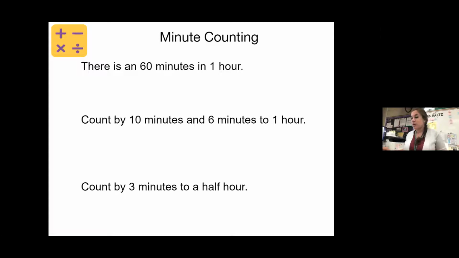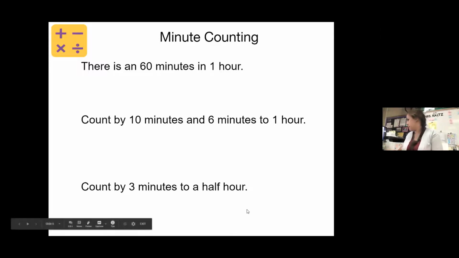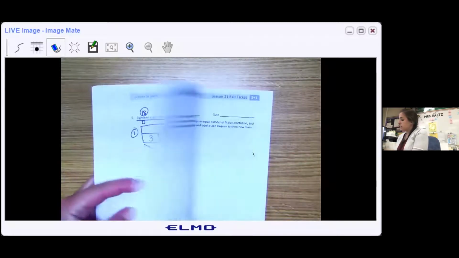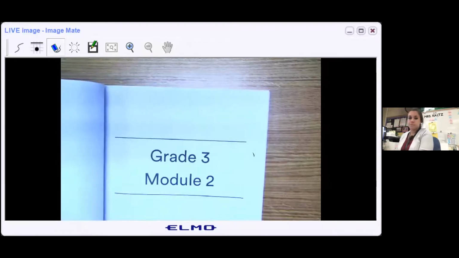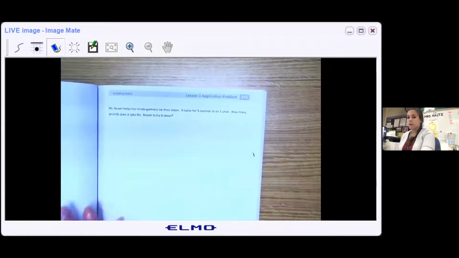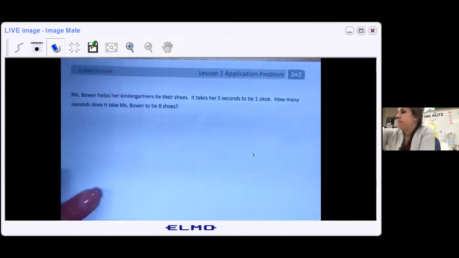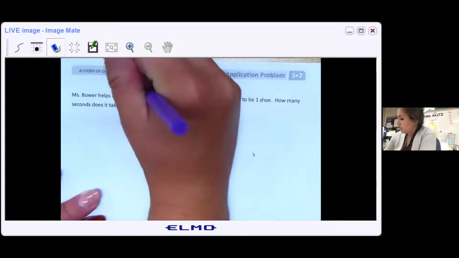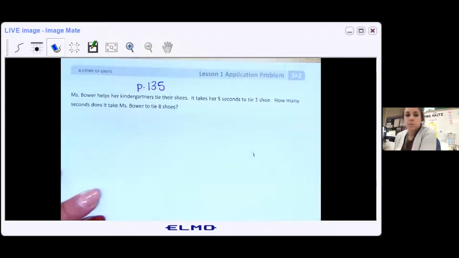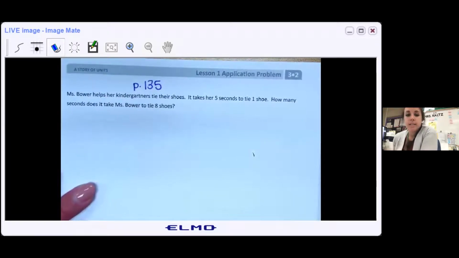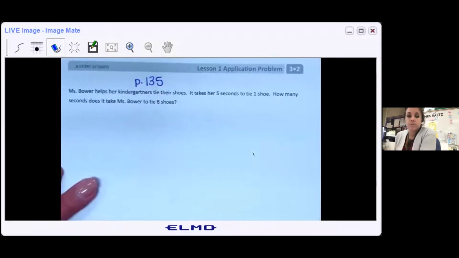All right, we are going to go ahead and go to our application problem now. So this will be a nice short video for us. So we are in our Learn book, page 135. Page 135 in our Learn book. I'm going to read it, and then I'm going to ask for you to pause the video to try to answer this on your own.